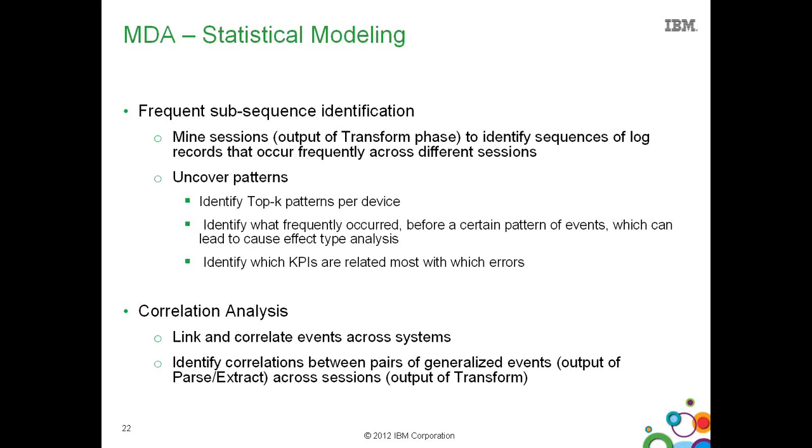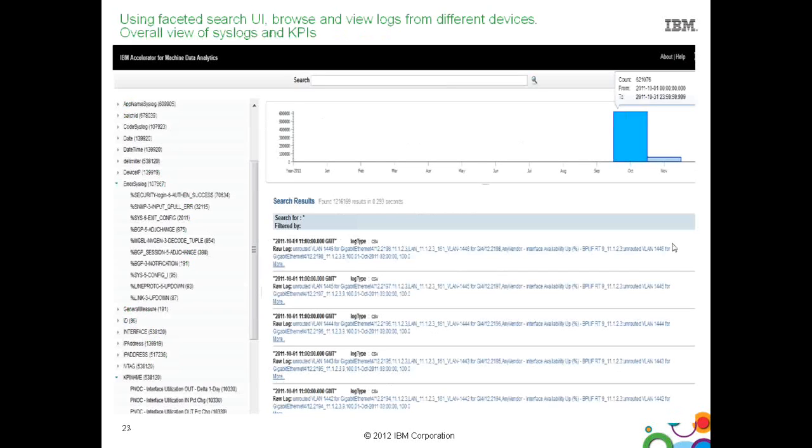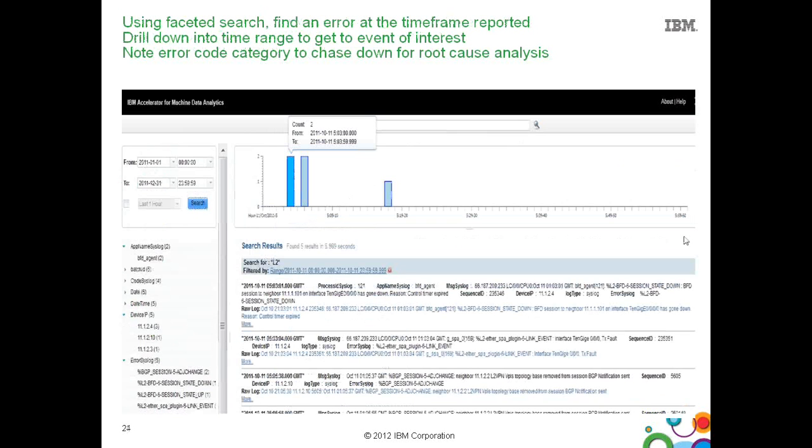And I can do similarly for any correlation analysis. Can I link an event that happened in an application server with something that happened in the database, and see how they are related to each other? Is there any similar thing happening? So one is you can look at faceted search, find an error at the time frame which is reported, and drill down further into the time range, get interest, note the code of category, and further do it for root cause analysis.